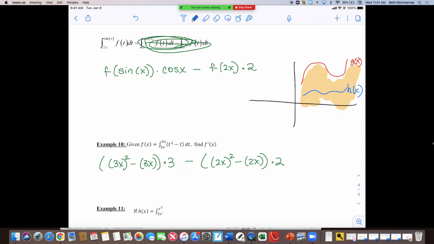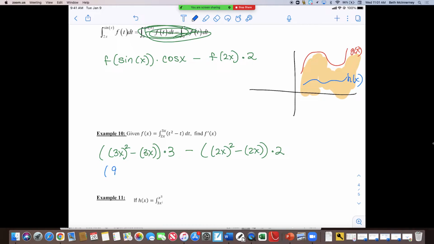So let's go back and tidy this one up. This is going to give me 9x squared minus 3x times 3, and 4x squared minus 2x times 2. So I get 27x squared minus 9x minus 8x squared plus 4x.